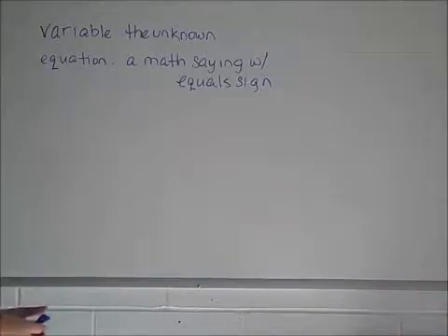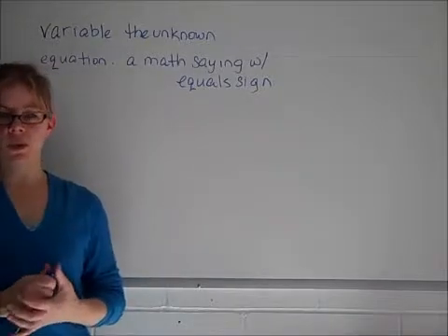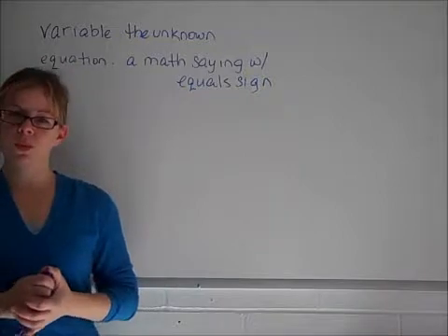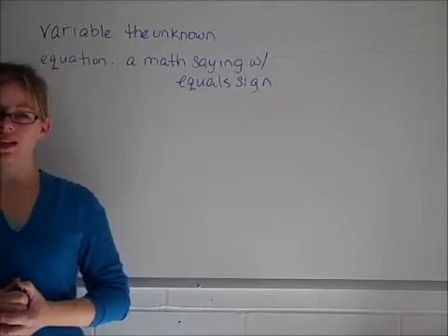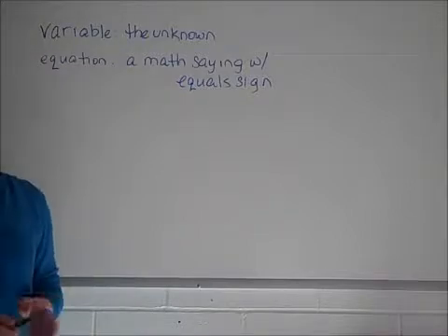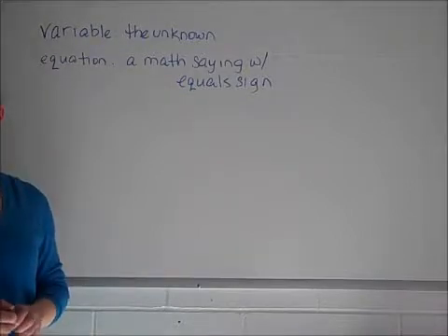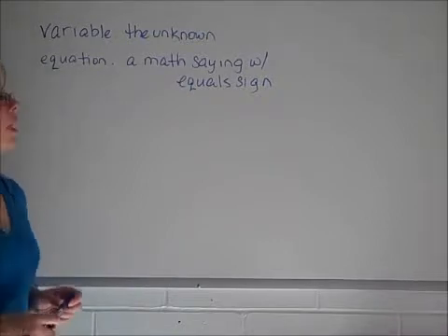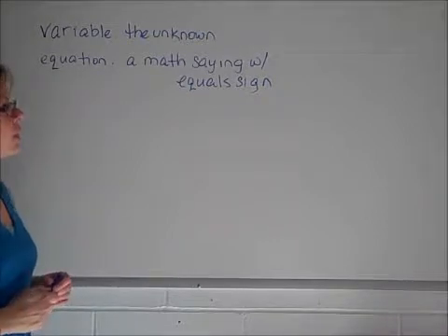Today we're going to continue our discussion about solving one-step equations. You'll notice on the board behind me are the two vocab words that we reviewed during the beginning of our last equation lesson. A variable is the unknown, represented by a lowercase letter. The variable is what we're trying to isolate in our equation. An equation is a math saying with an equal sign.